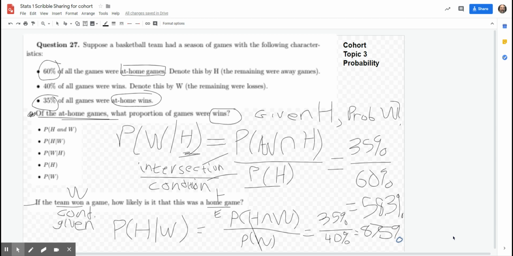I just want to warn you, be very careful. You keep track of the condition or you'll wind up with the wrong fraction. And be very careful you don't just answer the intersection when you're being asked a conditional probability. I hope you found this helpful.